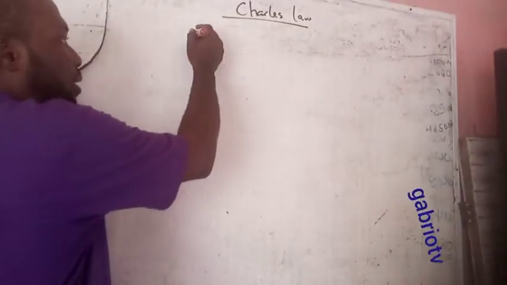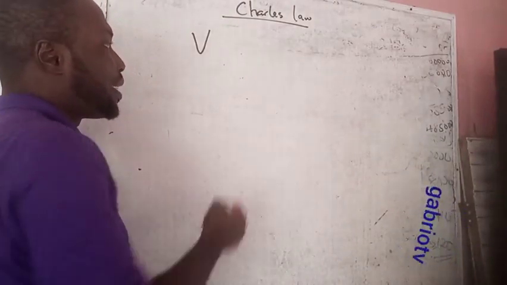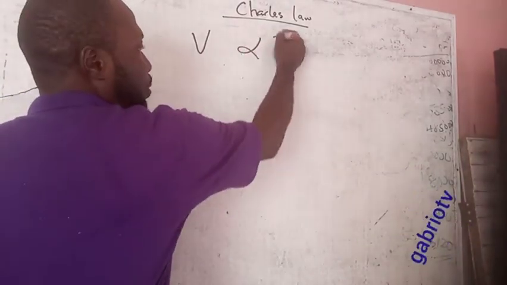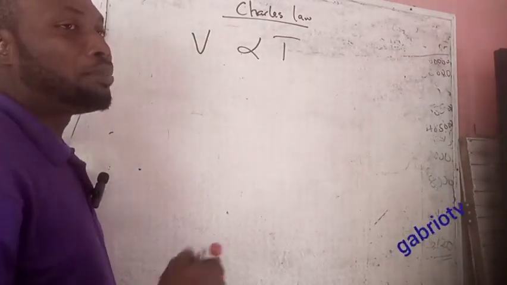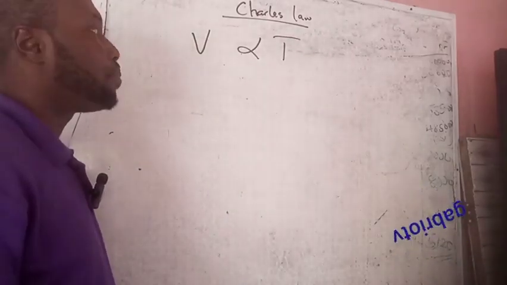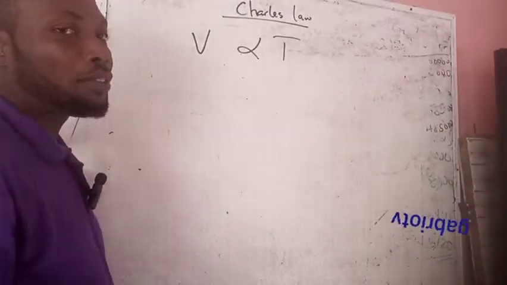So Charles law is telling us that the volume of a fixed mass of gas, or a certain amount of gas, is directly proportional to the temperature. You understand? Directly proportional to the temperature, provided the pressure is kept constant. So at constant pressure, volume and temperature, we have something in common.